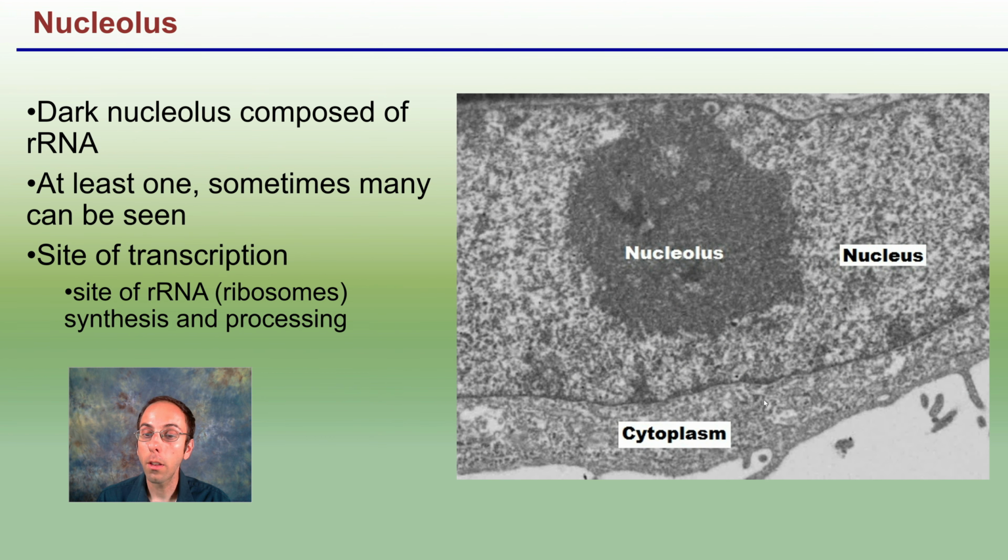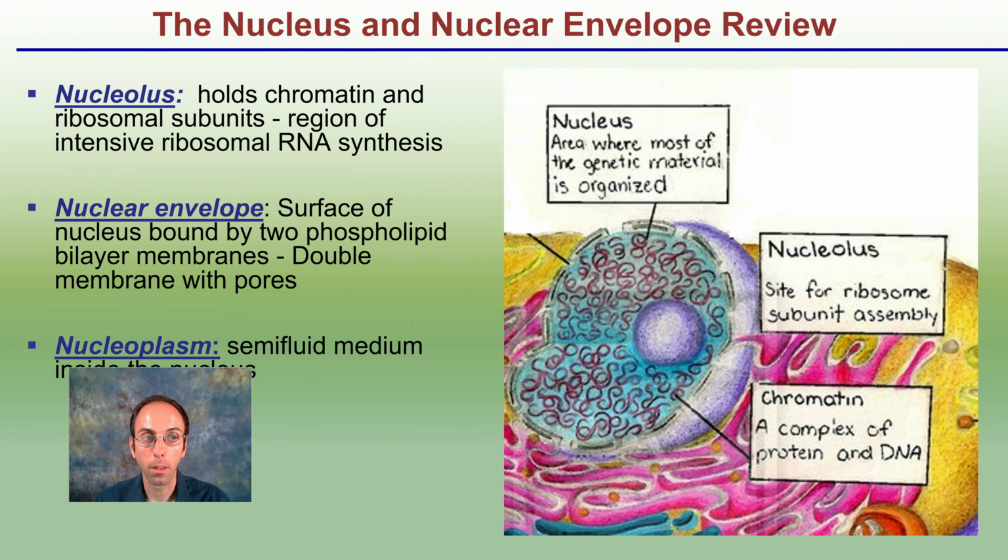In a nucleus, we have the small darkened region here, the nucleolus, and that's composed mainly of rRNA, which is ribosomal RNA. There's at least one, and sometimes many can be seen depending on what cell you're looking at. This is the site of transcription of rRNA, where those ribosomes are synthesized and processed.